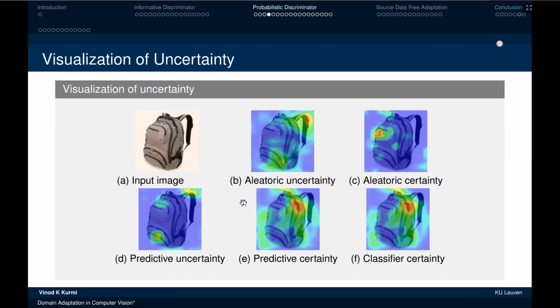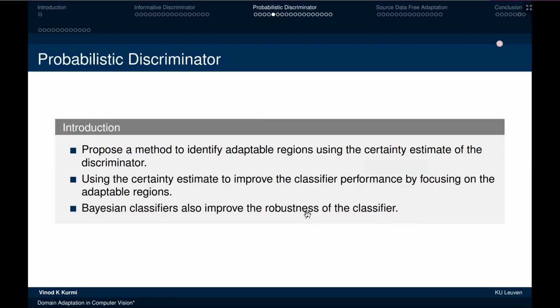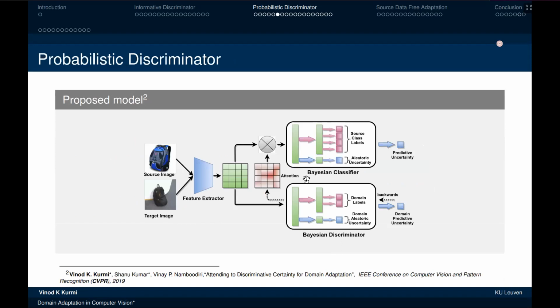Similarly, the predictive uncertainty is the combination of the aleatoric and the epistemic, I mean, model uncertainty and data uncertainty. We can observe that the predictive certainty and the classifier certainty are both aligned to each other. I mean, if the model is more certain in a particular region, the actual classifier uses the same region to predict it. So that's the basic motivation for how to use uncertainty in the domain adaptation setting.